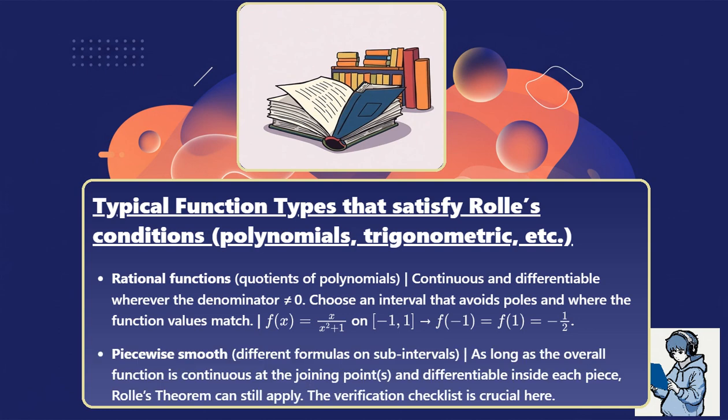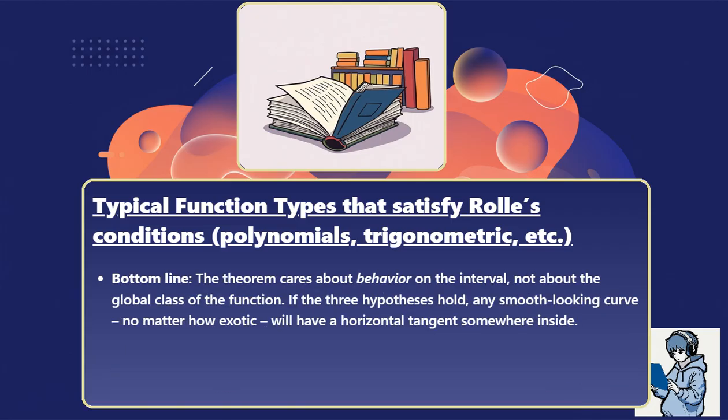Piecewise smooth, different formulas on subintervals. As long as the overall function is continuous at the joining points and differentiable inside each piece, Rolle's theorem can still apply. The verification checklist is crucial here. Bottom line, the theorem cares about behavior on the interval, not about the global class of the function. If the 3 hypotheses hold, any smooth-looking curve, no matter how exotic, will have a horizontal tangent somewhere inside.